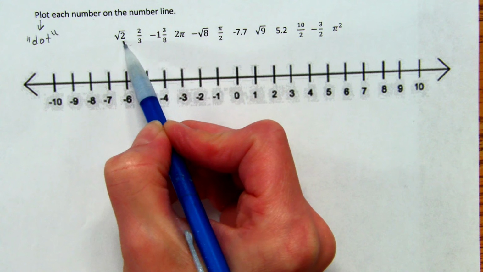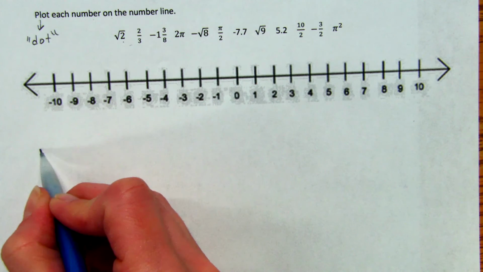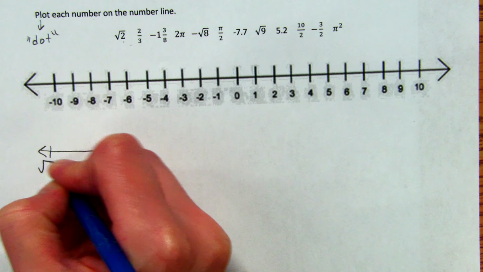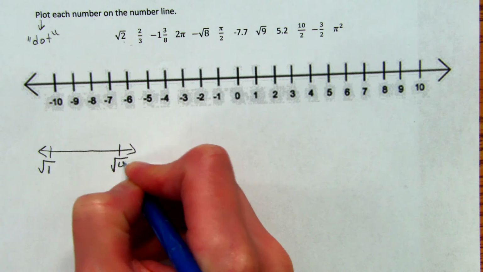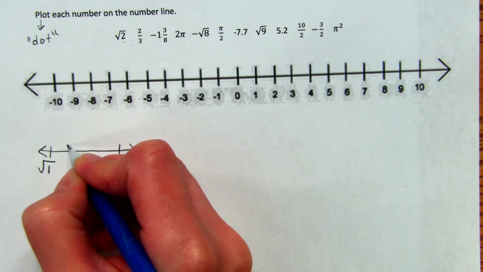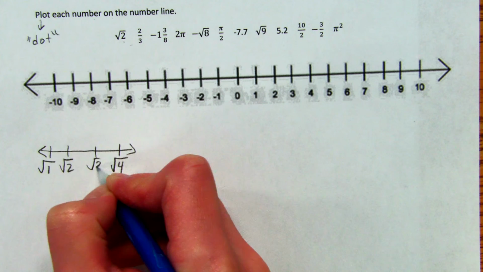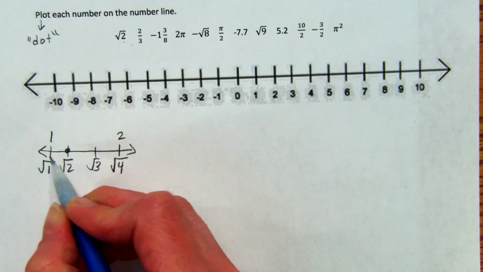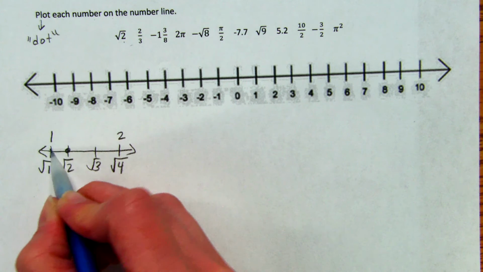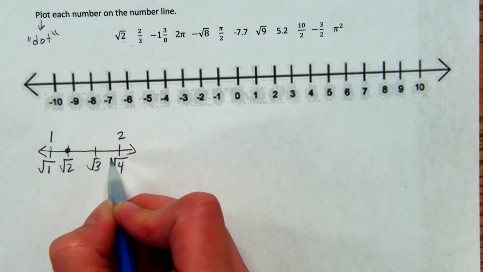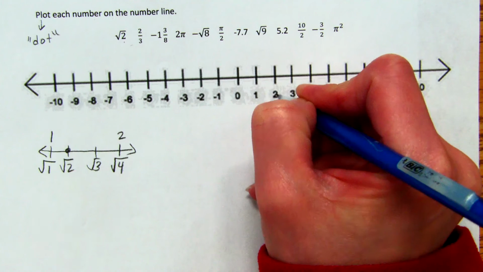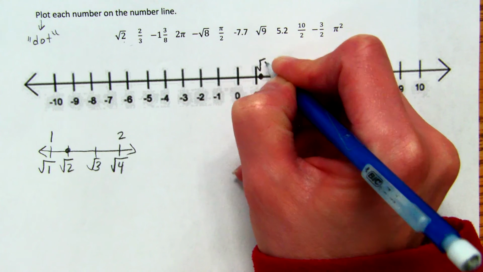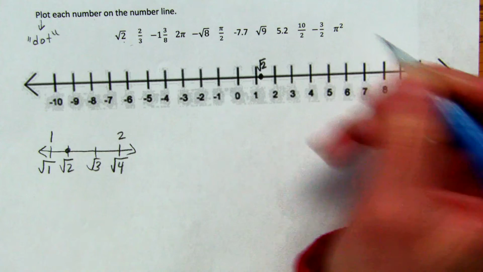Let's start with the square root of 2. So I'm going to draw another number line down here and think about it. Square root of 2 would be between the square root of 1 and the square root of 4. The square root of 1 is 1. Square root of 4 is 2. So it's going to be between 1 and 2, but it's closer to the 1. So here's 1, here's 2. It's going to be closer to the 1, and I need to label that with the square root of 2.